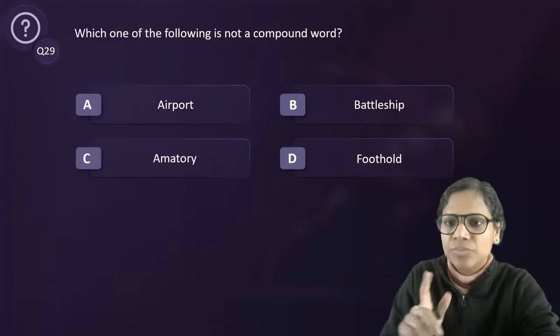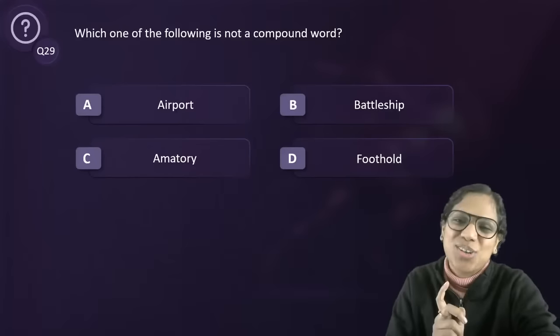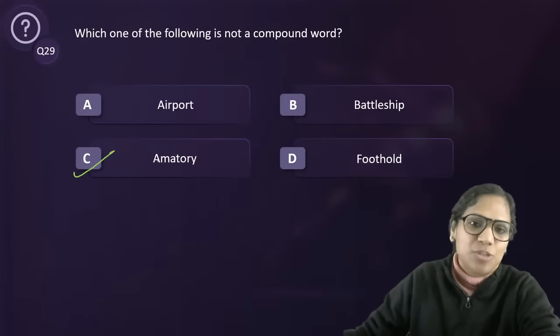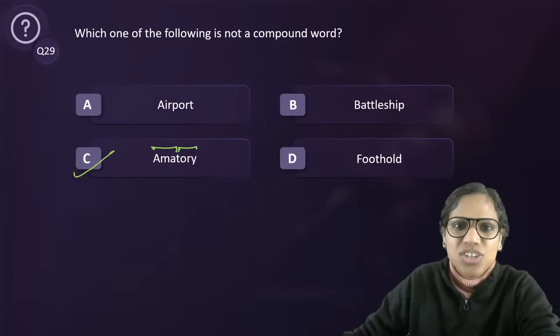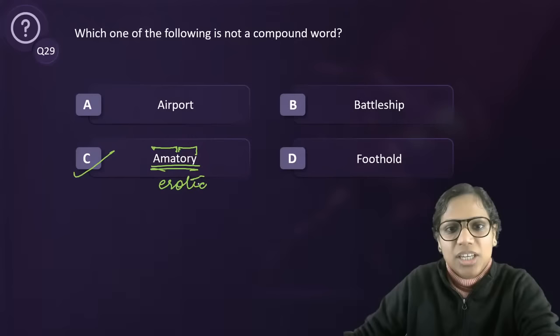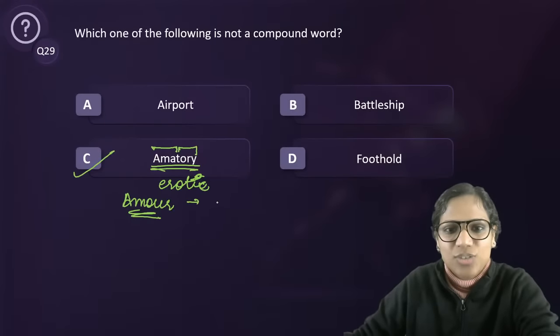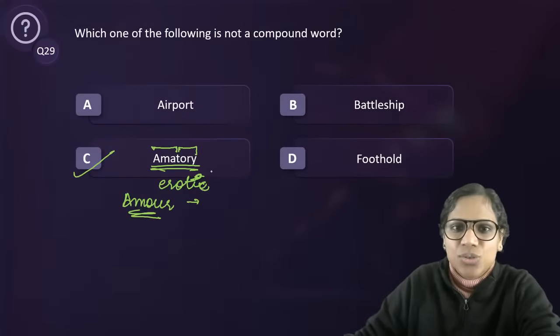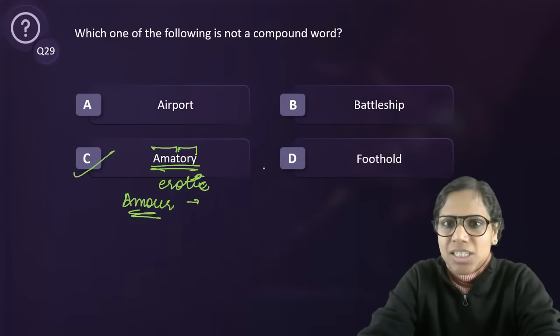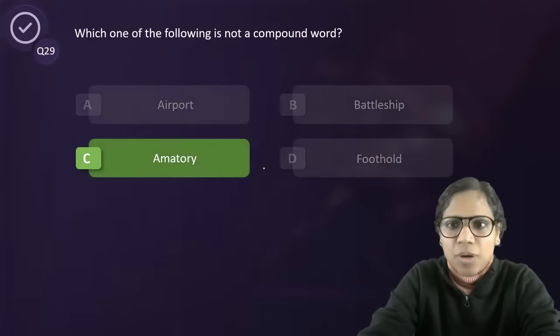Yes, one question came in one of the slots. Abhi, that's why we are doing it. Amatory, okay. That's how it is pronounced. Amatory means erotic, okay. Something that's related to love, sexual desire, that is amatory. Okay, it's related to amor, love, desire, etc. So amatory, amorous, related words. C is the word that is not a compound word.